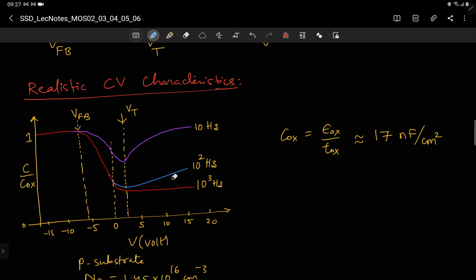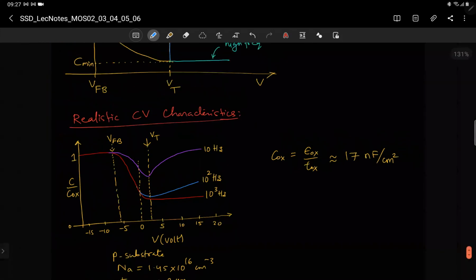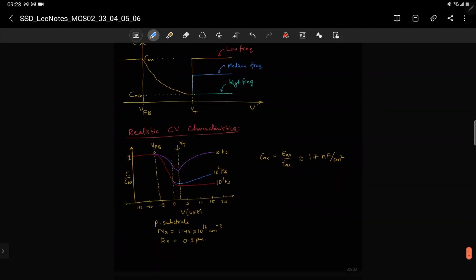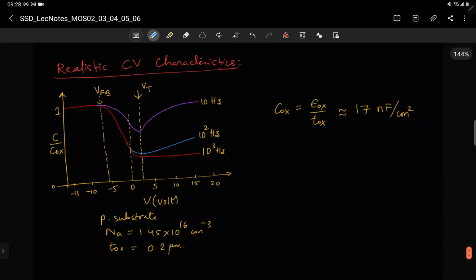So we will not go into it. You can see that what I've drawn here and what I'm showing here as the realistic curve are similar but actually very different in terms of the minimum point here. The C minimum is changing with frequency, and it is not very sharp, it is very gradual. So these things we will not go into the details of in this basic level course. So these are the realistic CV characteristics.